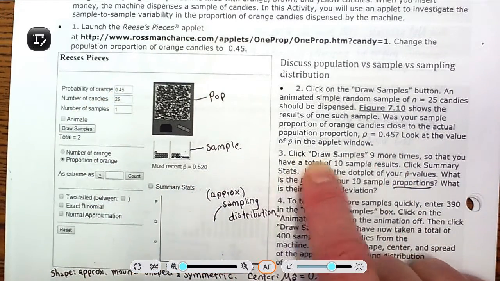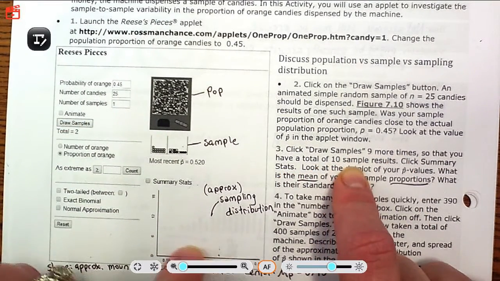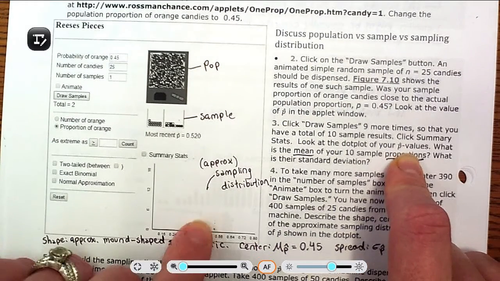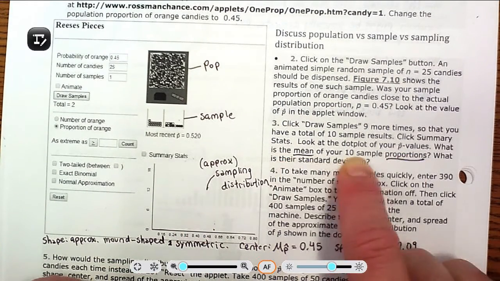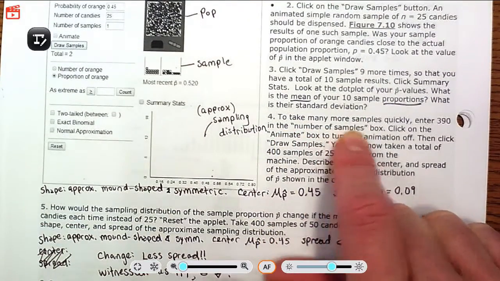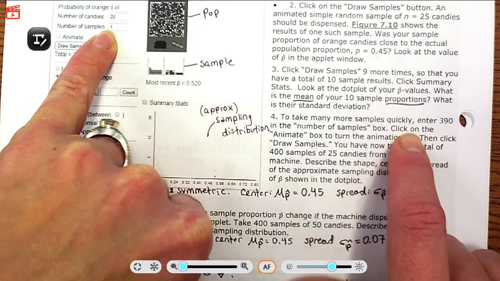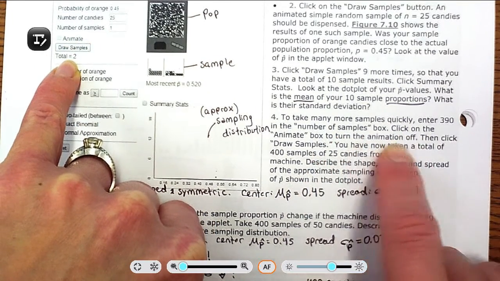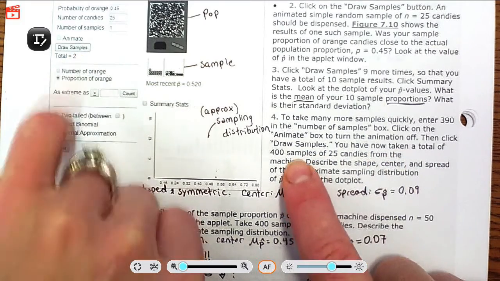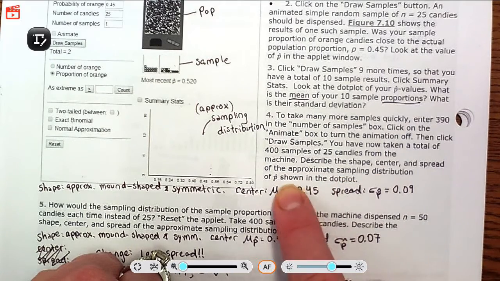Okay. Click Draw Samples 9 more times so that you have a total of 10 sample results. Click the Summary Stats and look at the dot plot of your p hat values. What is the mean of your 10 sample proportions and what is their standard deviation? To take many more samples quickly, enter 390 in the number of samples box and unclick Animate. And then click Draw Samples. You now have taken a total of 400 samples of 25 candies from the machine. Describe the shape, center, and spread of the approximate sampling distribution of p hat.